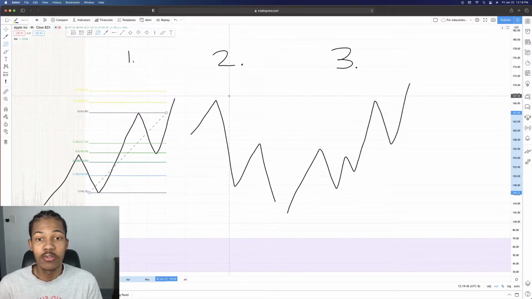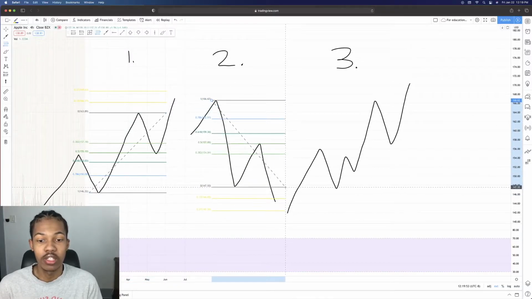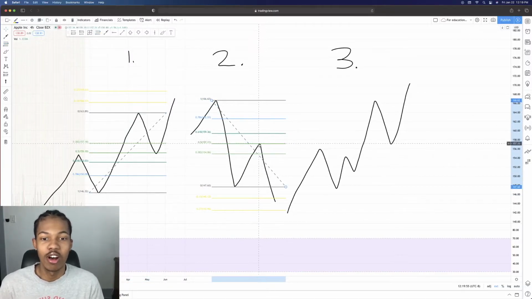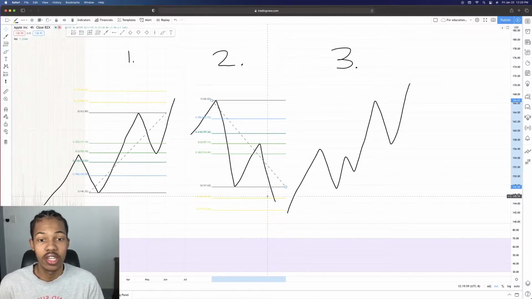The second rule is draw from swing high to swing low when price is in a downtrend. So you can also use the Fibonacci tool to short a stock as well. You'd start from the swing high up here and draw it down to the swing low. And as you can see here, price also just happened to bounce off the 50 fib, and now price is heading towards your take profit.